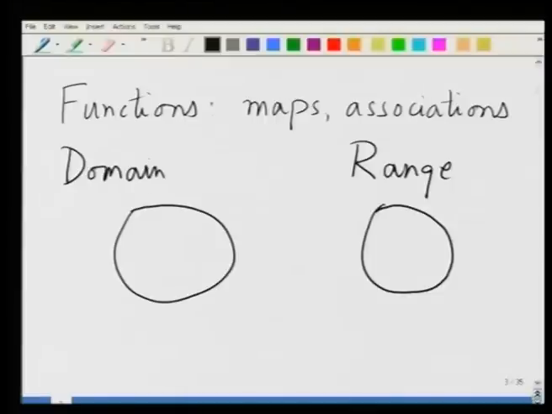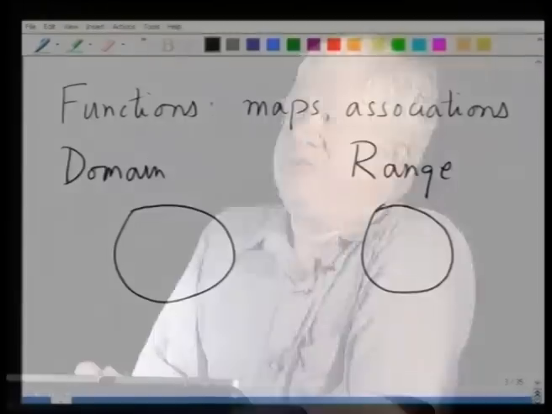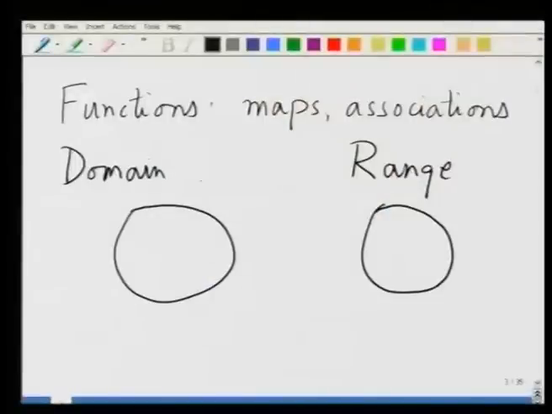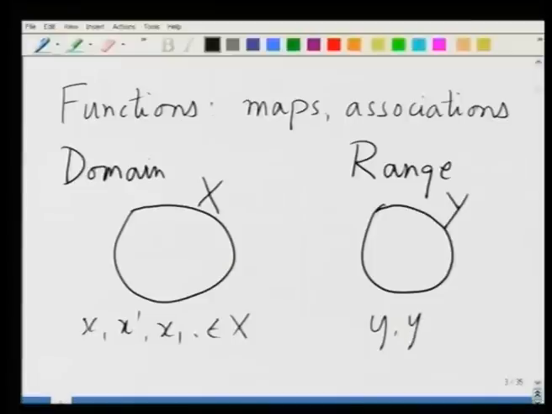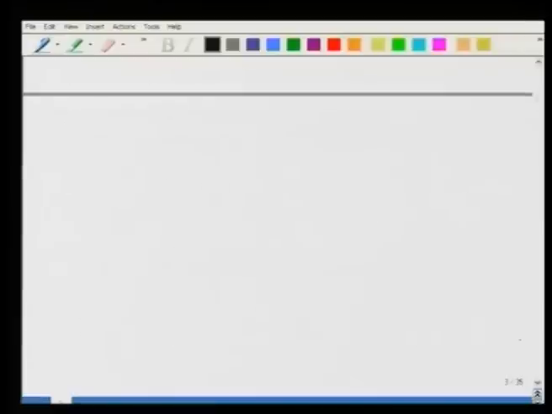These are attempts at giving you a Venn diagram representation of what we are about to discuss. This domain set, let us say we call x, and this set let us say we call y. Now, elements of x we will denote by small x. So, for example, you could have x or x prime or x 1, all these are elements of x. y, y prime, y 1, etc. are all elements of y.